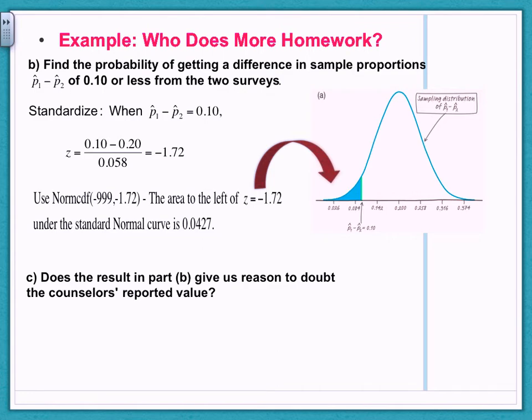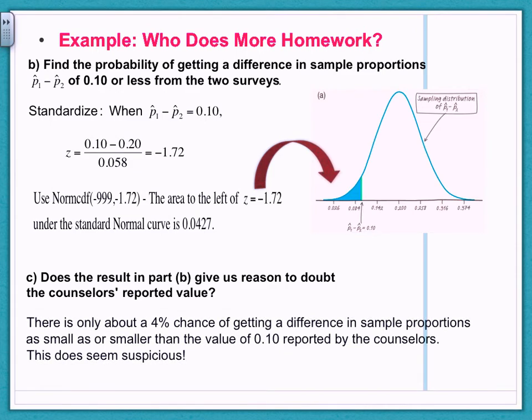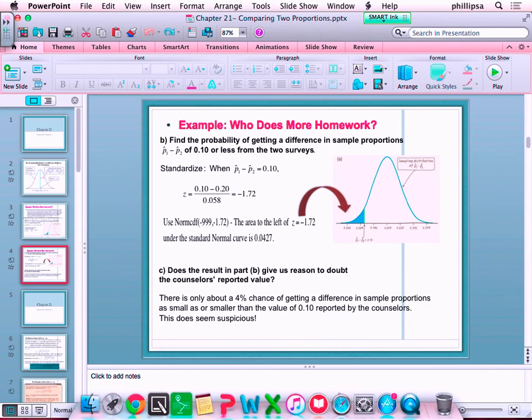Now, using that probability, I can answer a question like Part C: does the result in Part B give us reason to doubt the counselors' reported value? There is only about a 4% chance of getting a difference in sample proportions as small as or smaller than the value of 0.10 reported by the counselors. So I would say that this does seem suspicious. Of course, we'll eventually begin to put a value behind the significance level, but certainly this would seem a bit suspicious. And that's it for this video. Second video coming up shortly.